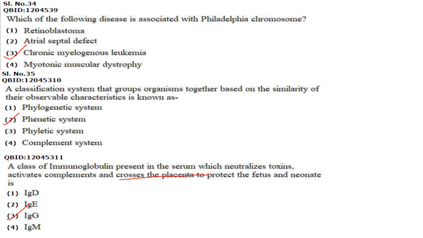So next question. A class of immunoglobulin present in the serum which neutralizes toxins, activates complements and crosses the placenta to protect the fetus and neonates. So it is IgG. IgG can cross the placenta.